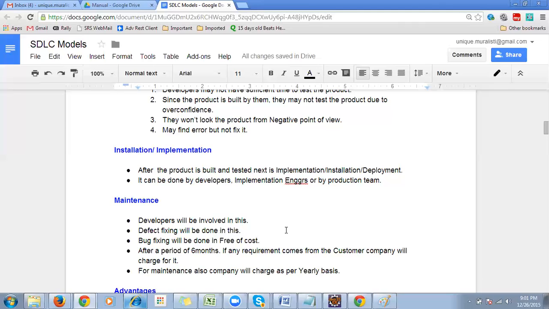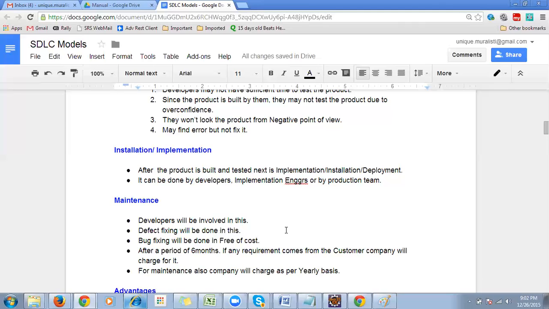During this period, if you find any errors, the same development team itself will find the issue and clear it. If it is reported, they will check what the problem is and then resolve it. That is what the maintenance period is. Developers will be involved in this, and defect fixing will be done in this.